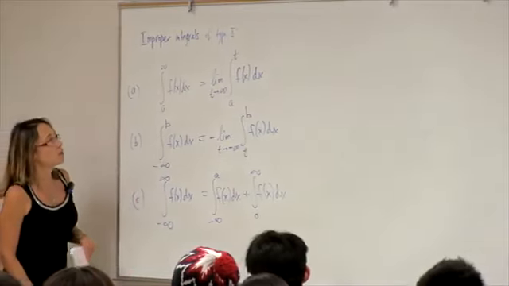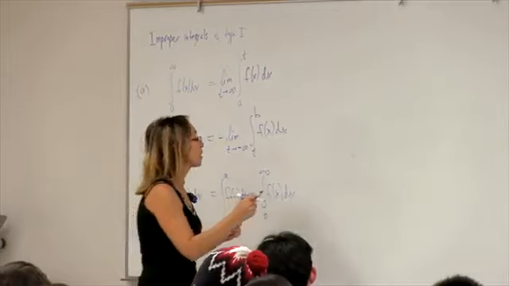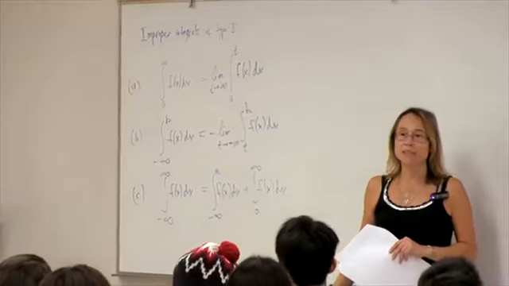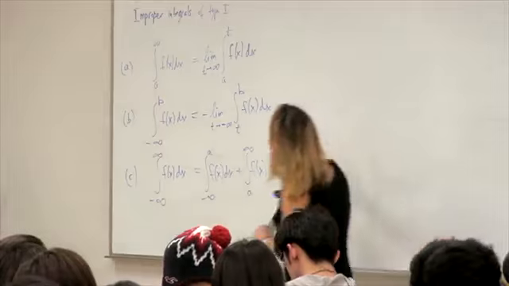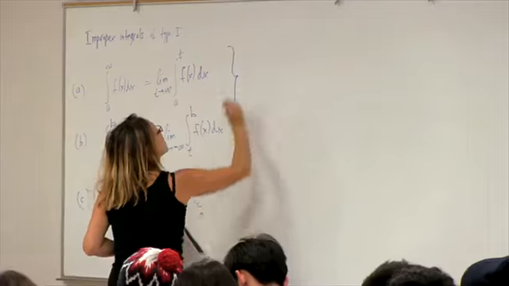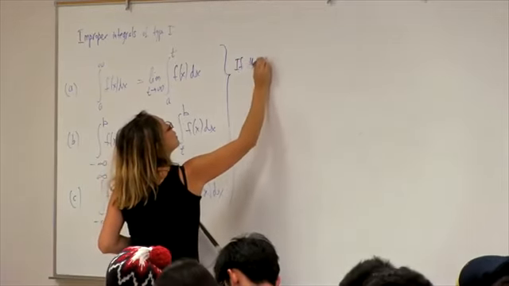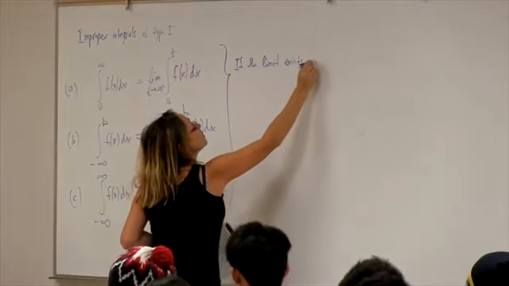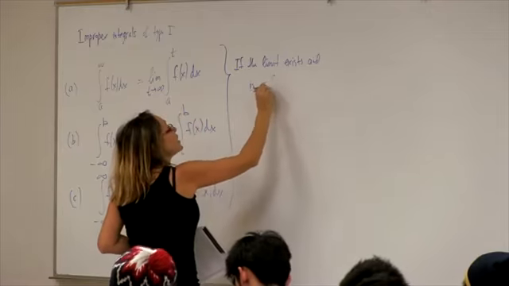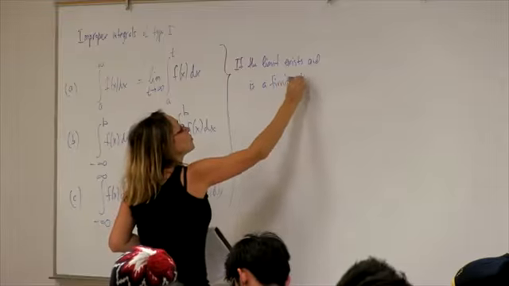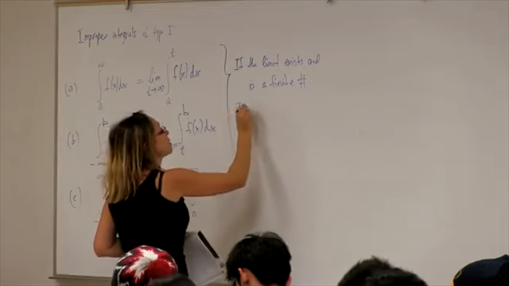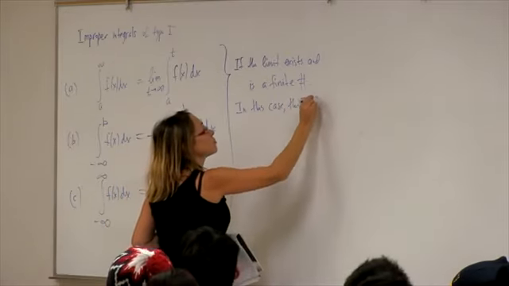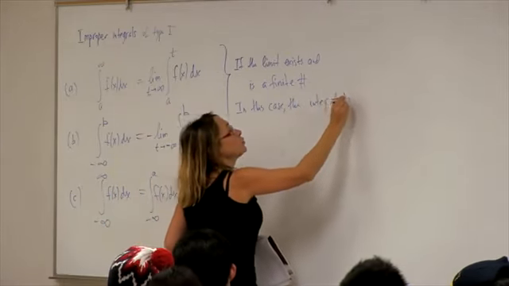So a very important thing to say is that this improper integral is only defined if the limit exists and is a finite number. So here I say if the limit exists and is a finite number, in this case, the integral converges.